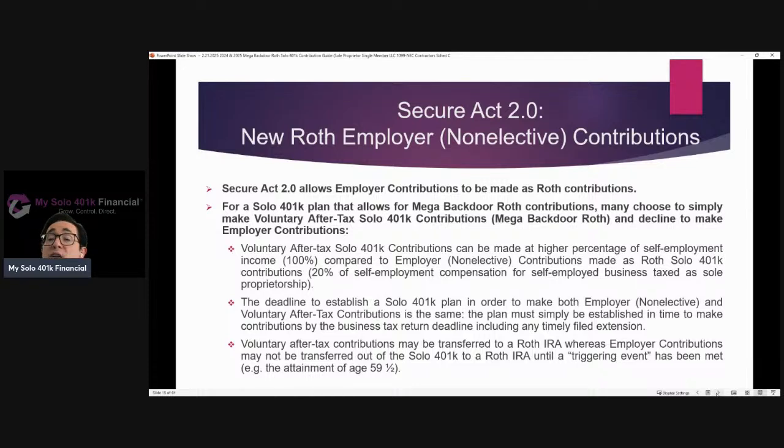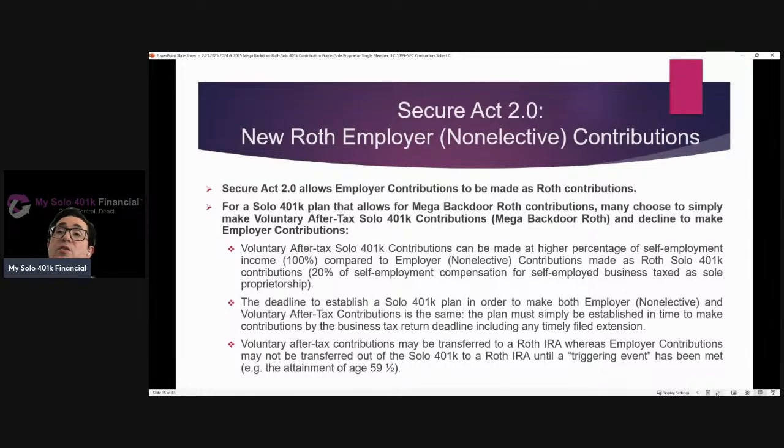So in contrast with an employer contribution, where one would need 5 times the amount of the contribution that they want to make as self-employment compensation to justify that employer contribution, because the limit is 20% of self-employment compensation, one can contribute 100% dollar for dollar of their self-employment compensation as a voluntary after-tax contribution. So it's easier to hit your contribution limits. From a deadline perspective, voluntary after-tax contributions and employer contributions, the deadline is the same. So that's a wash.